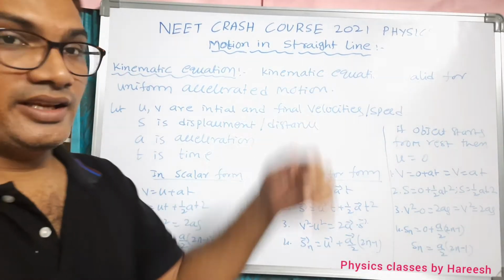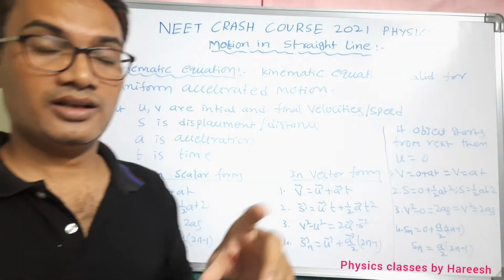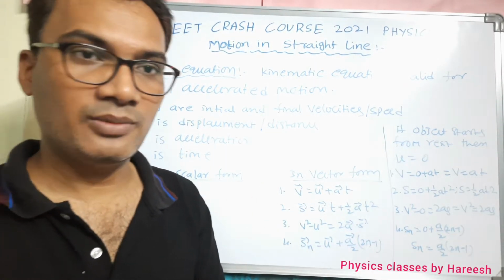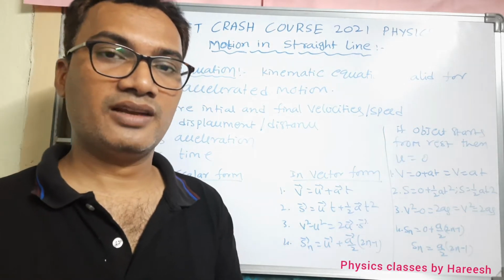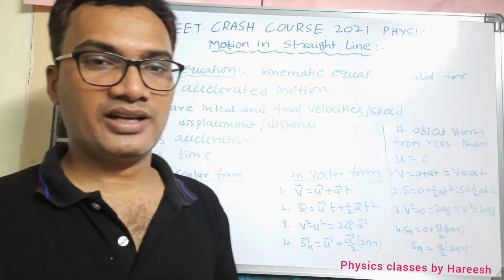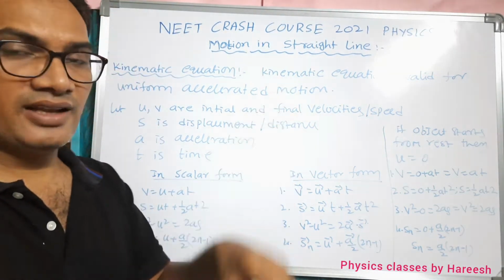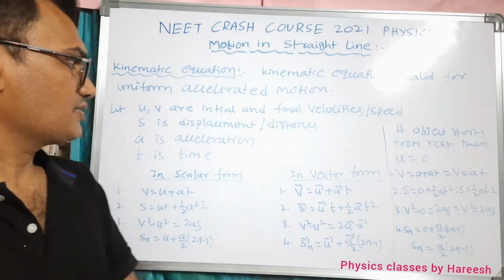We'll see here kinematic equations. Kinematic equations are nothing but relations between the kinematic variables. Already we discussed that kinematic variables are initial velocity, final velocity, acceleration, displacement, and time. Those are all known as kinematic variables. So relations between kinematic variables are nothing but kinematic equations.